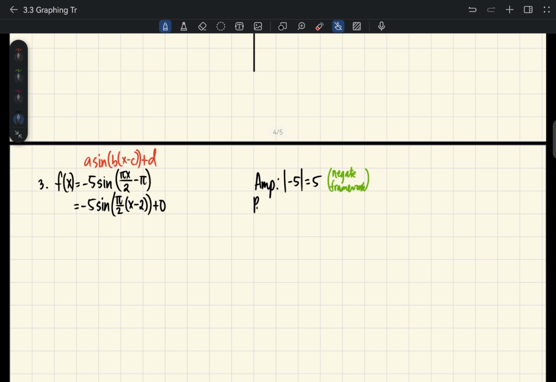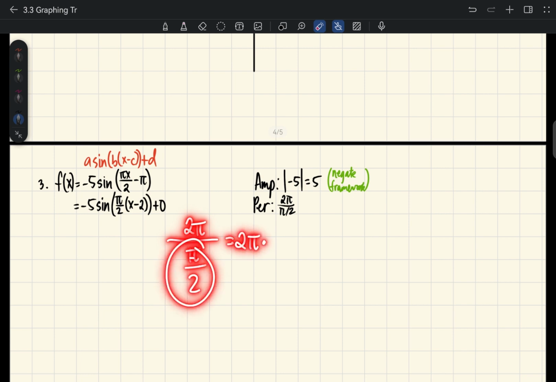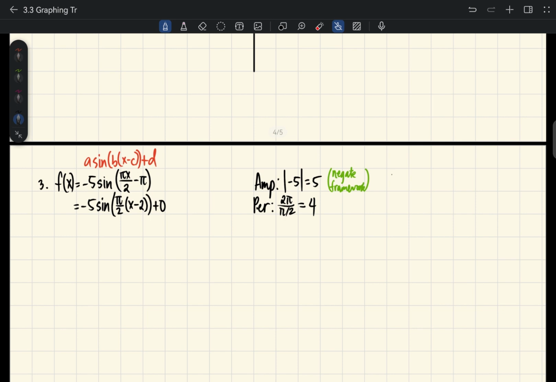Then for the period, period is 2 pi divided by b, and your b right here is pi over 2. So 2 pi all over pi over 2. That's just the same as 2 pi times the reciprocal of the one in the denominator, so times 2 over pi. We can cancel this out. We get a period of 4.